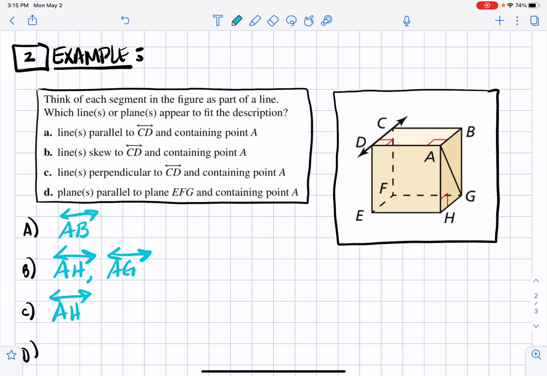Okay, and then planes parallel to EFG. So let's make sure we got EFG down. So here's EFG, sort of in the bottom one here. So here's that bottom plane. What plane is parallel and contains point A? Well, it looks like this top plane would be parallel and contain the point A. So I would call that plane ABC. Remember, you only need 3 points to name a plane. Okay? All right, so there it is. That's everything you need from box 2.